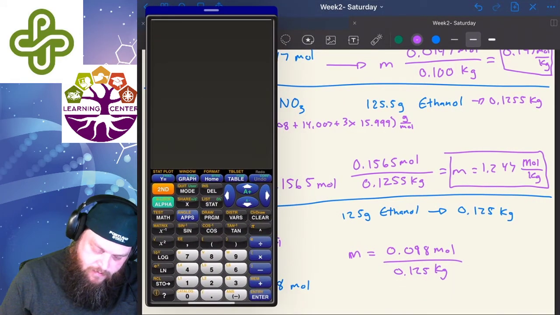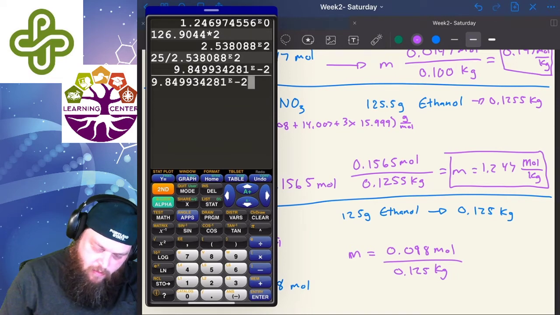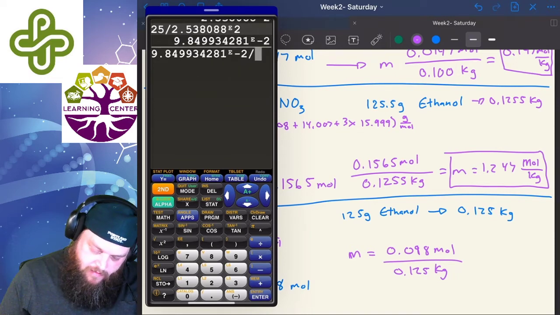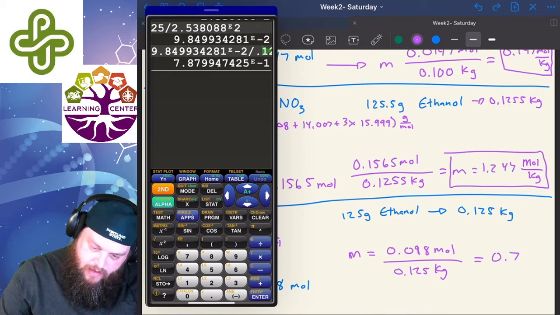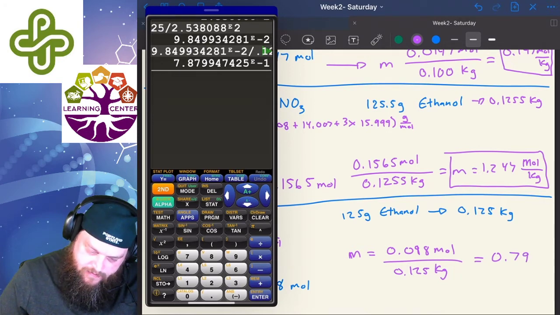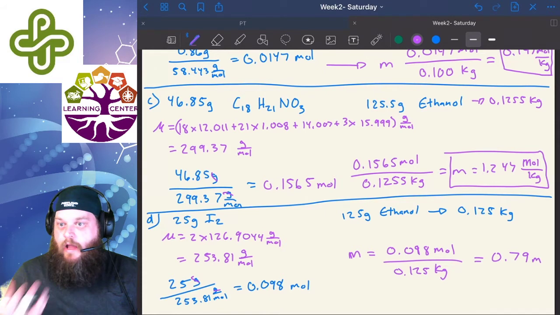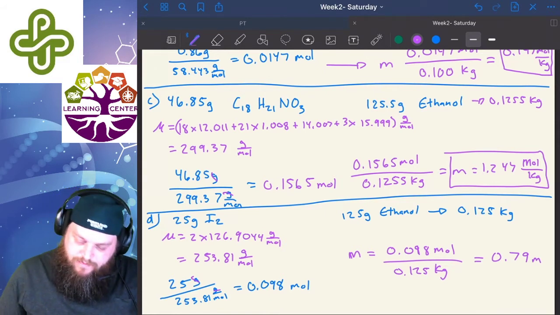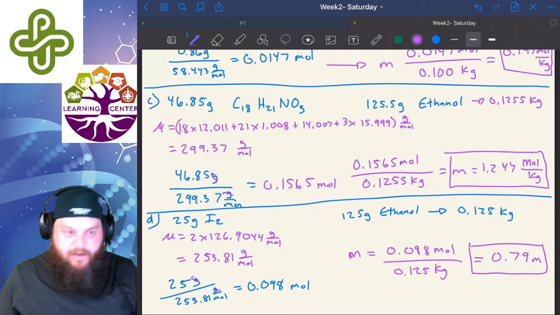So this number here is my moles. We're going to divide that by 0.125, which is equal to 0.7879. It'd be better with 2 sig figs. A molal. I always emphasize the ow. Molal. And that is going to be our answer for that one. It's moles per kilogram.